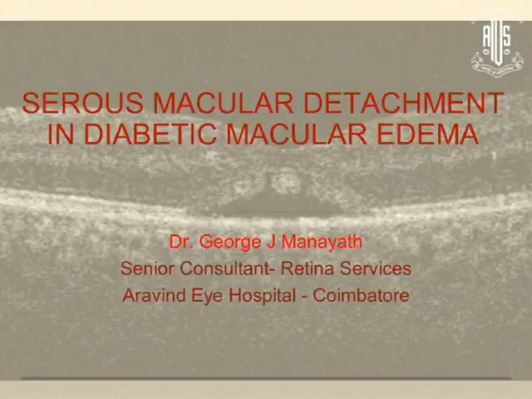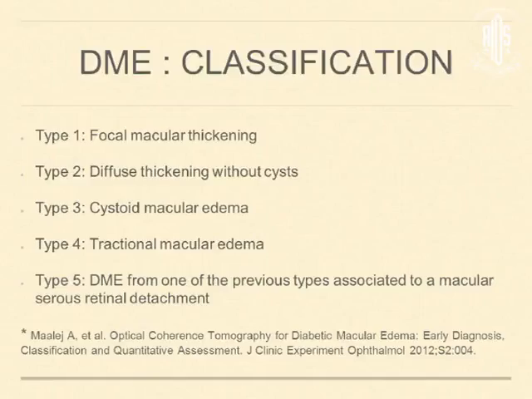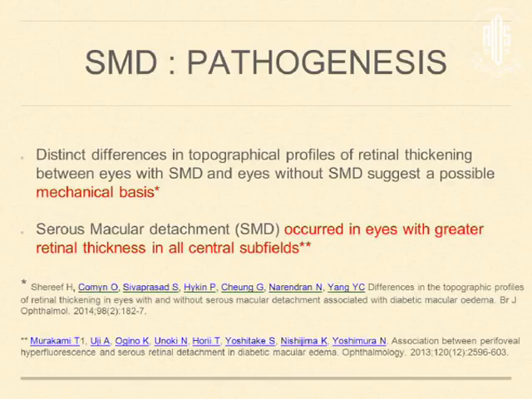Good afternoon, everybody. Serous macular detachment in diabetic macular edema. We know that now, as per the OCT, there is focal, diffuse, cystoid, or tractional macular edema, and any of these types associated with macular serous detachment is called SMD, or serous macular detachment, in DME. So there appears to be a mechanical basis in the development of serous macular detachment in DME because it occurs in eyes with greater central macular thickness in all central subfields.